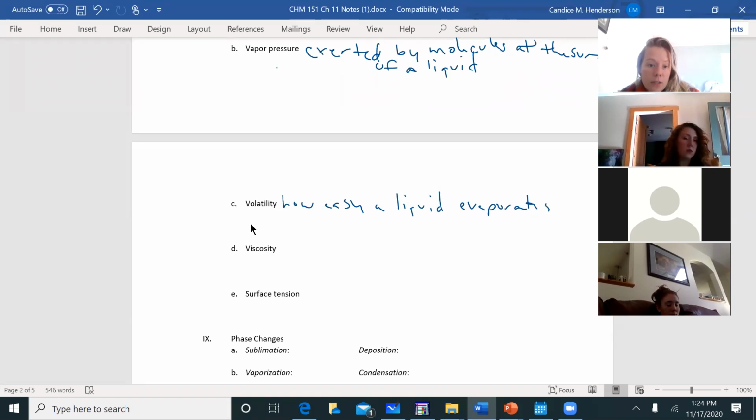How do these two relate to each other? Well, if I have a low IMF, low intermolecular forces, my two adjacent molecules aren't sticky, we would expect that there would be a high volatility. It's easy for the molecules to pull away from each other and evaporate. So it evaporates readily.